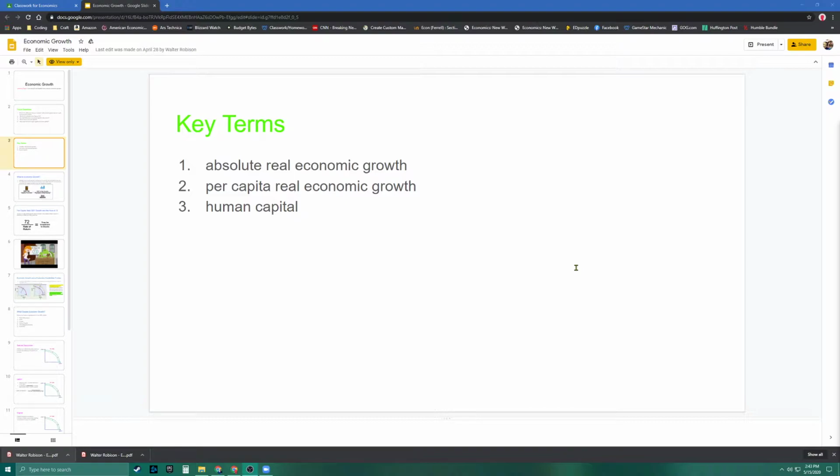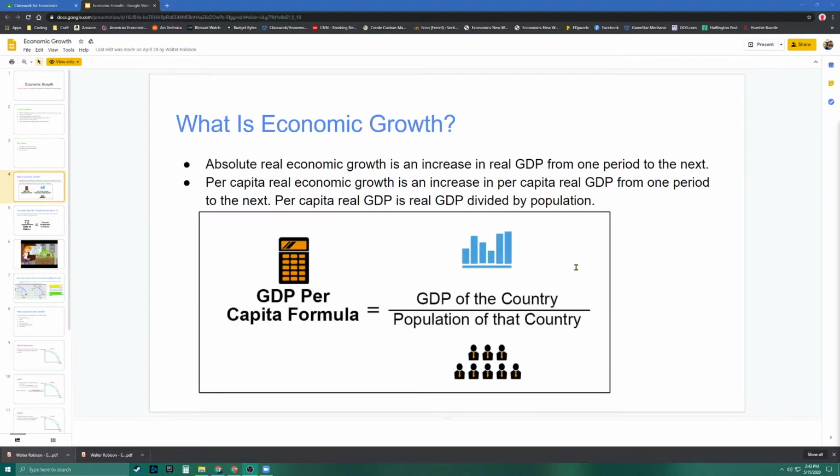We have 3 key terms: absolute real economic growth, per capita real economic growth, and human capital. So first is, what is economic growth? Absolute real economic growth is an increase in real GDP from one period to the next. And then per capita real economic growth is an increase in per capita real GDP from one period to the next. So per capita real GDP is real GDP that's divided by the population.